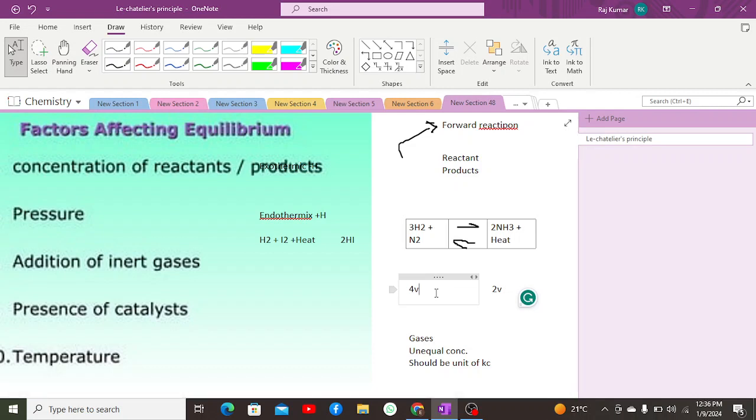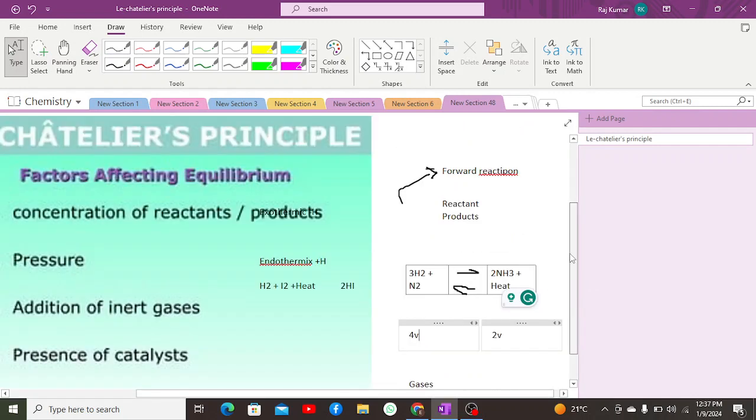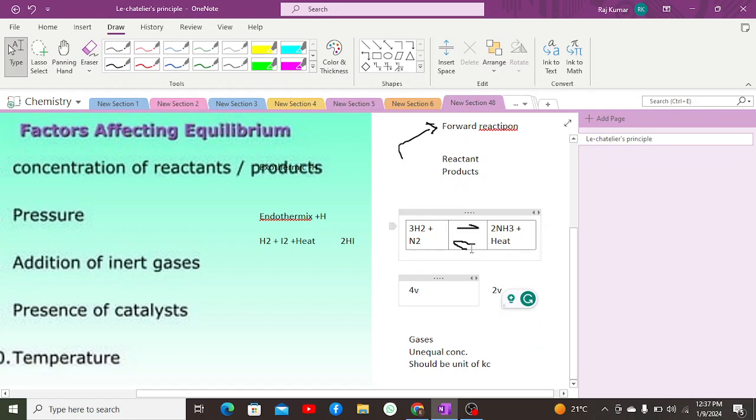Now, let's suppose we are increasing the volume of the equilibrium mixture. An increase in the volume of the equilibrium mixture will cause the pressure to decrease.